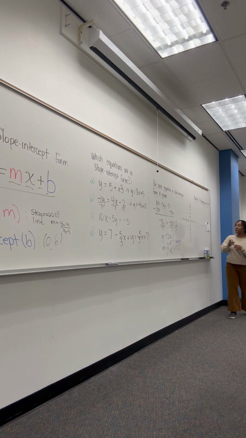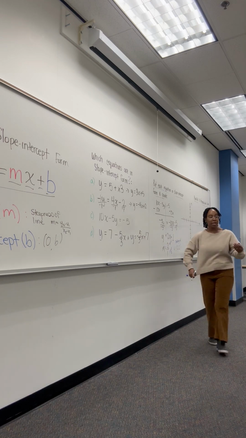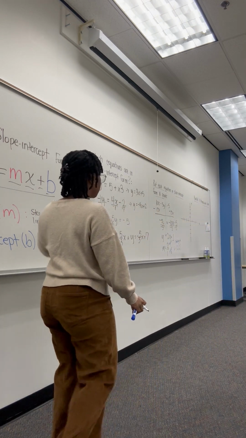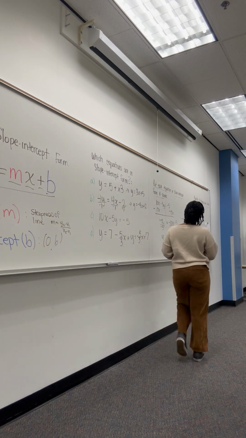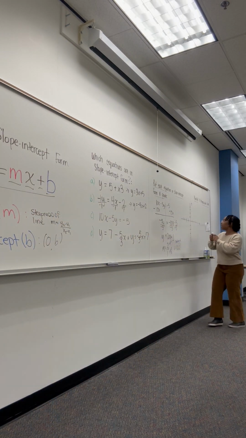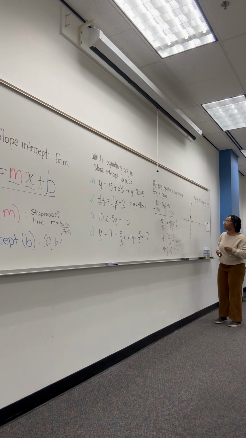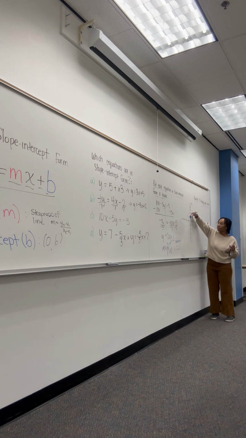So, what should I graph first? The starting point. The starting point, which is your intercept, which you write as 0, comma, whatever the value is for B. So let's first graph 0, 1. Okay, a big giant dot so everybody can see. Okay. So we're starting here.